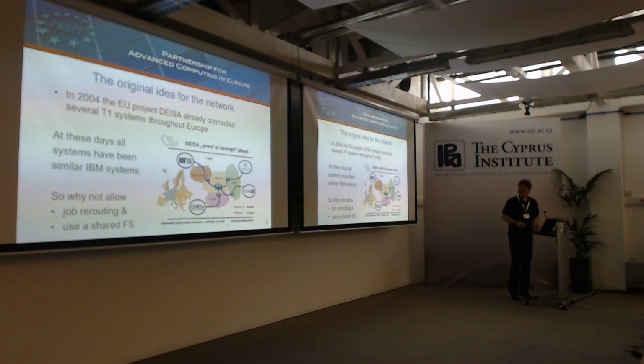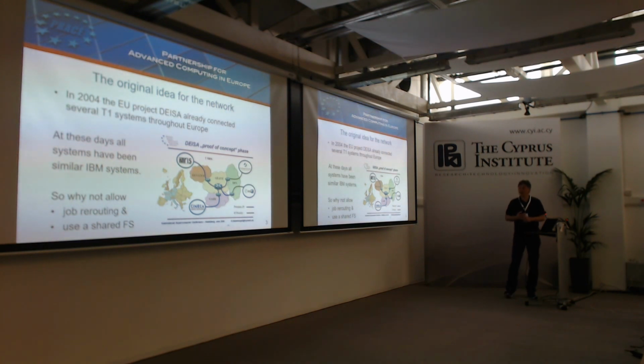So the original idea for the network: why do we need a network for the supercomputers? Supercomputers stand on their own, they don't normally need external resources, but they need the data to get in. And the idea in 2004 was already the EU project DISA to connect several tier 1 systems throughout Europe. Because we said there are some countries which really can spend money on a supercomputer, but there are other countries in Europe where researchers don't have these facilities. So setting up supercomputers and providing them for all researchers in Europe would make sense.